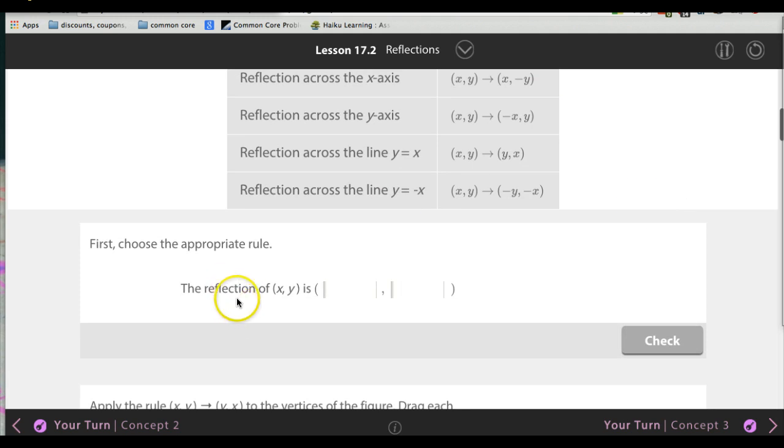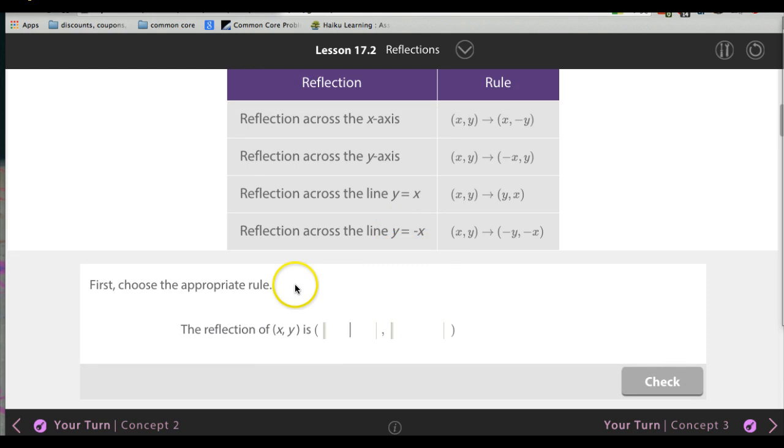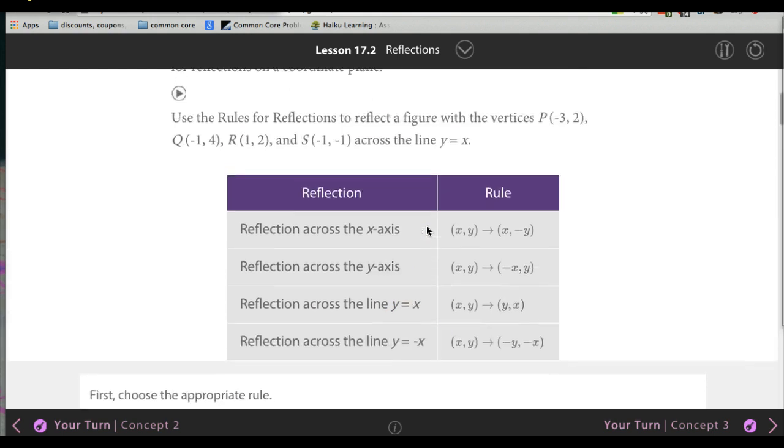Okay? So the reflection of (x, y) is, are you kidding me? You already gave me the rules over here.